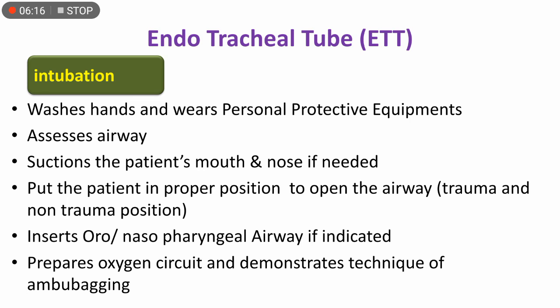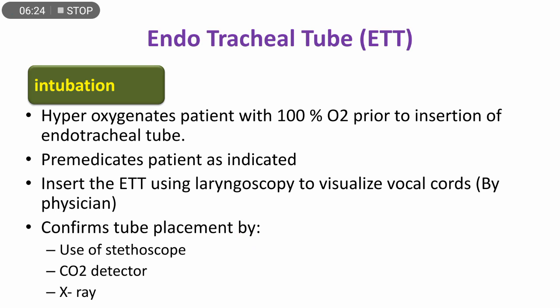Insert an oro or nasopharyngeal airway if needed. Prepare the oxygen circuit and demonstrate the technique of the ambu bag. Hyperoxygenate the patient with 100% oxygen prior to insertion of the endotracheal tube. Premedicate the patient as indicated, and usually we give muscle relaxants and sedation plus a painkiller.